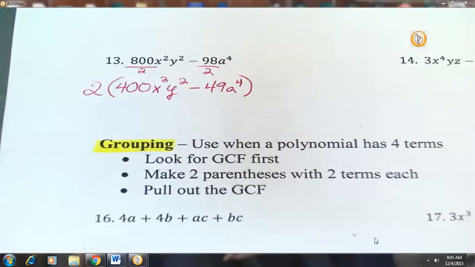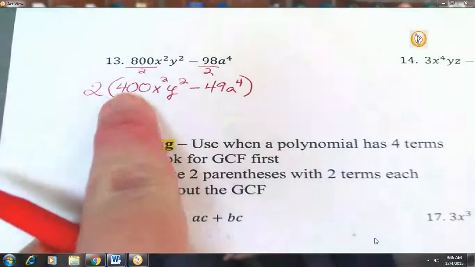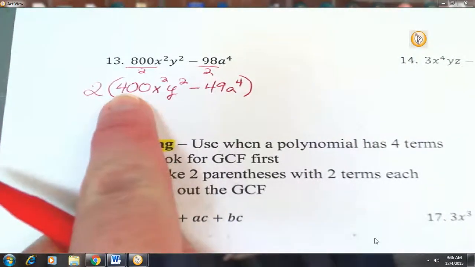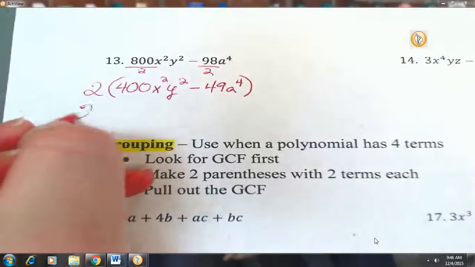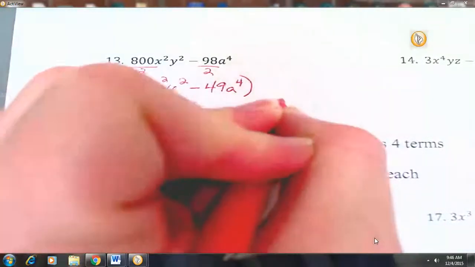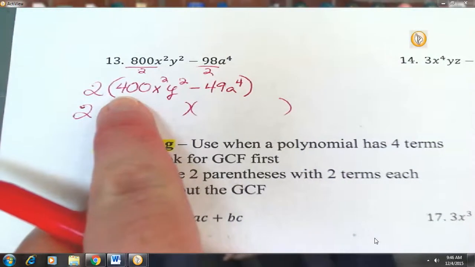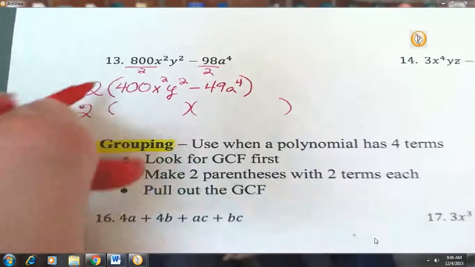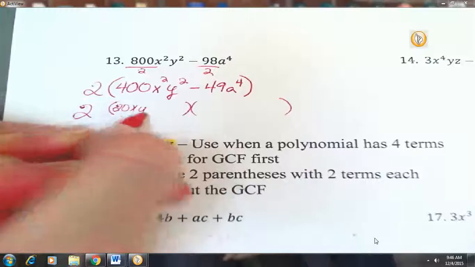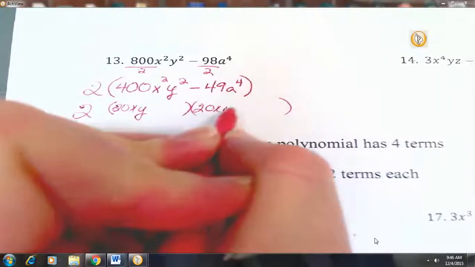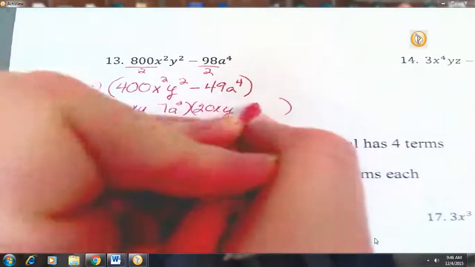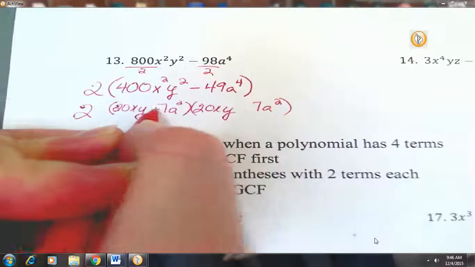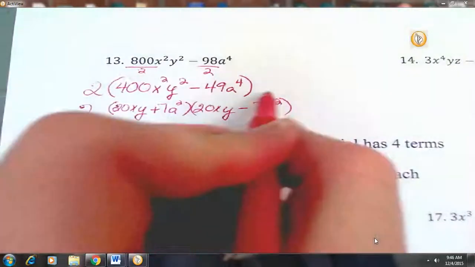Do I have a difference of squares? Is 400 a perfect square? Can I take the square root of 400? Yeah. 49 is a perfect square. So let's do difference of squares. What is the square root of 400 x squared y squared? 20xy. What is the square root of 49a to the 4th? One is plus, one is minus.